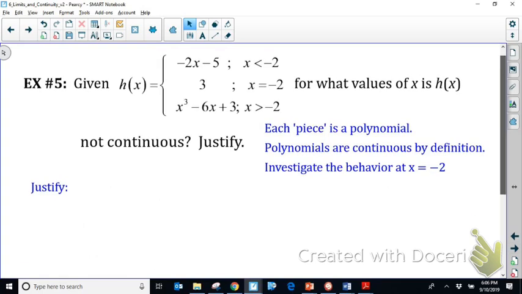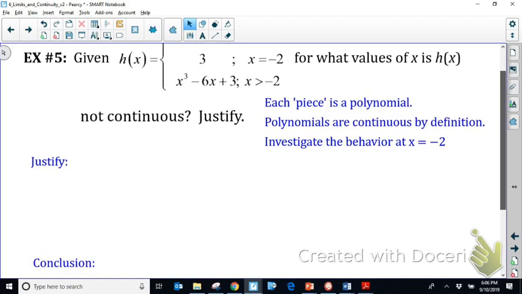So in this example, what we're going to be taking a look at first, we have another piecewise function where the domain restriction is at x = -2. The question we're being asked is, for what values of x is this function not going to be continuous, and to justify our answer. So let's take a look at the justification here.